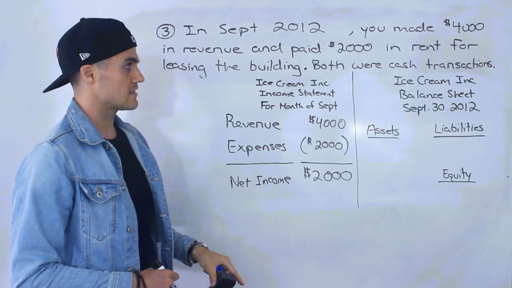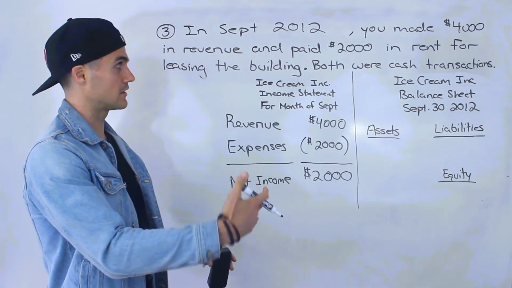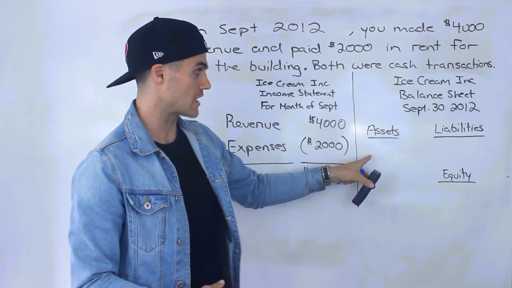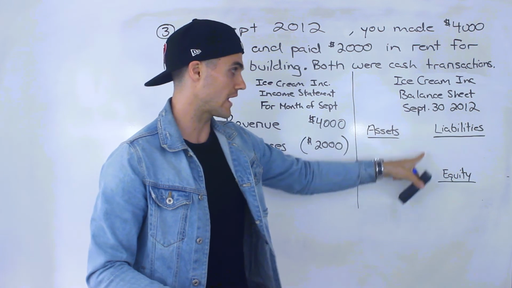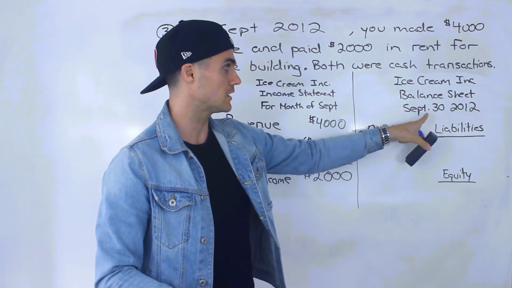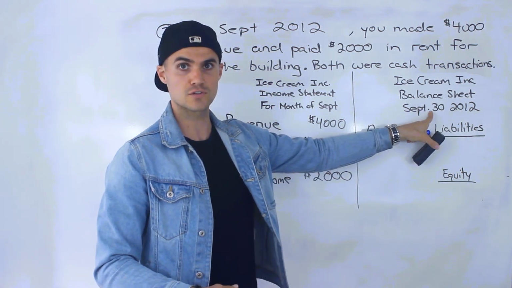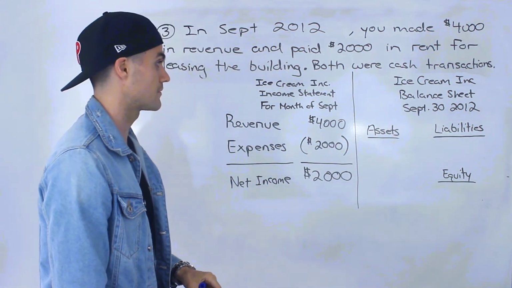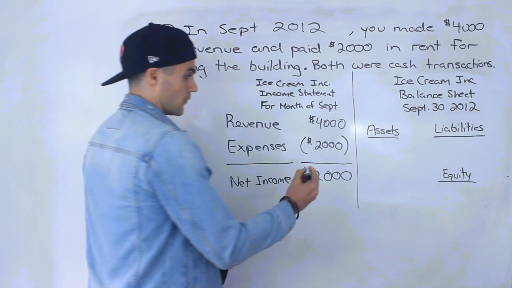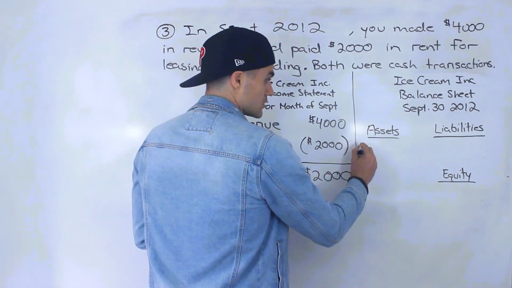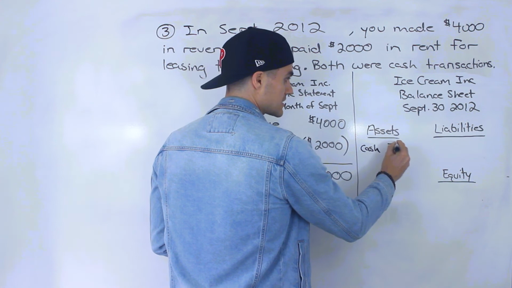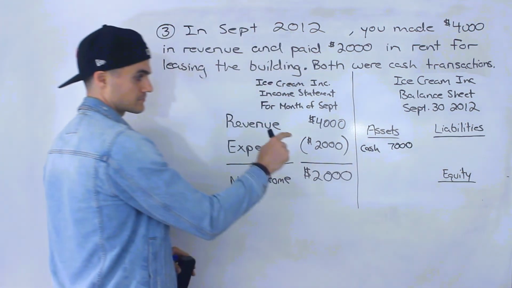Now let's create the balance sheet at the end of the period, at the end of September. So notice that I have a balance sheet here that's not filled in. We got the three elements, assets, liabilities, equity. And notice that this date here is September 30th, 2012, the end of the month. Now, September 1st, 2012, remember we had cash of $7,000.